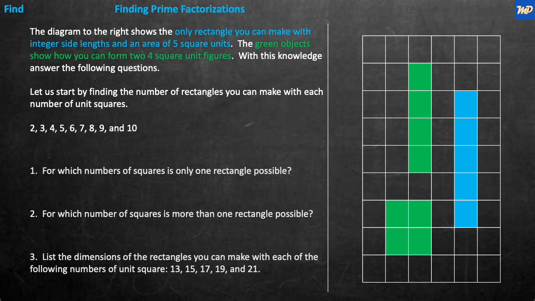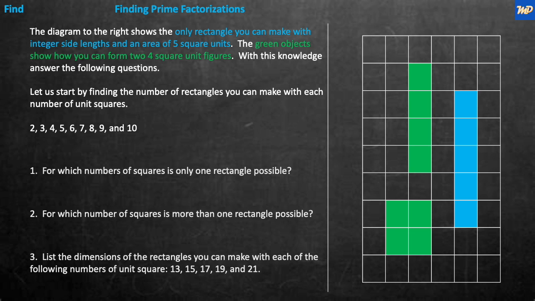The green objects show how you can form 4 square figures. If I say this one over here, which is 4 units, 1, 2, 3, 4, you can see we can have 1 by 4, or we can have 2 by 2. It's still 4 square units. Well, you couldn't do that with the 5 because in order to put these next to it, you'd have had to cut one of them in half. But we have to have whole integer values.